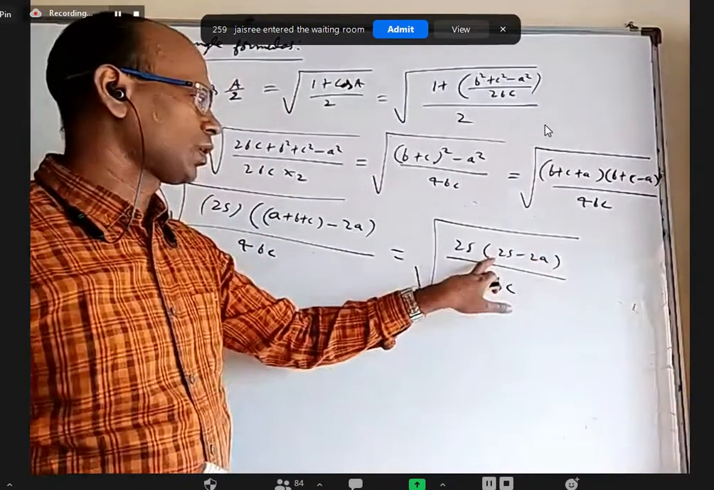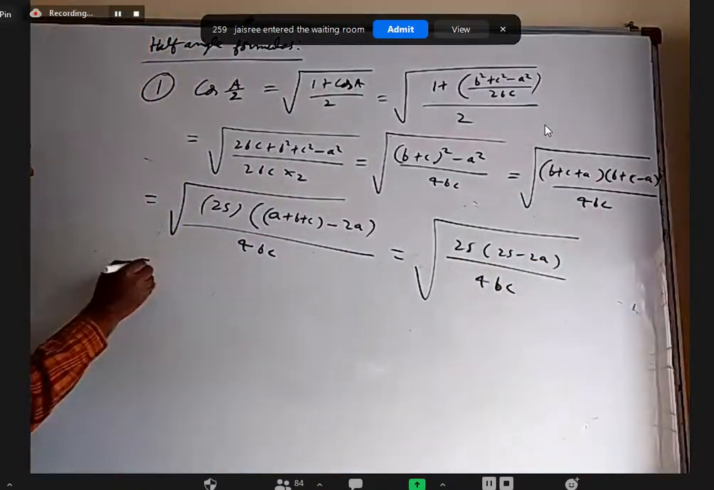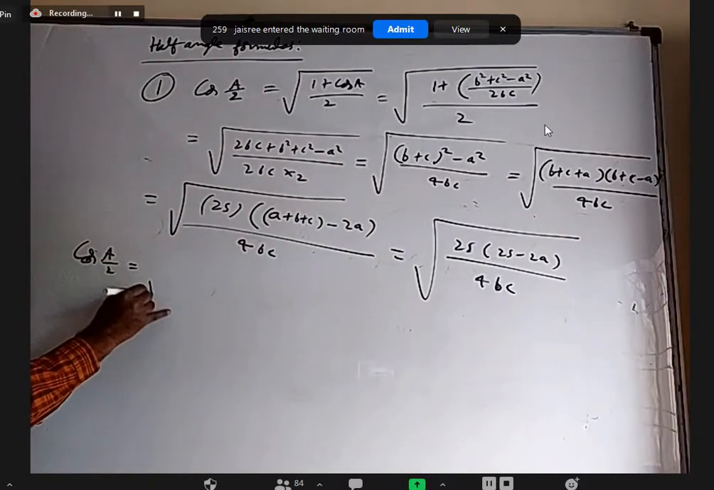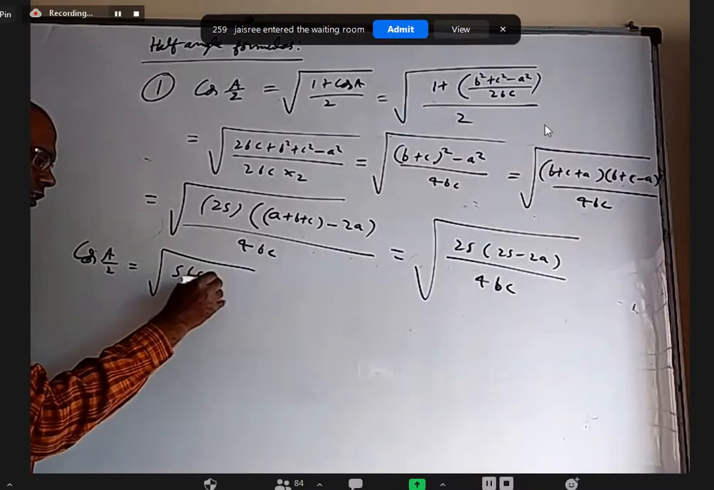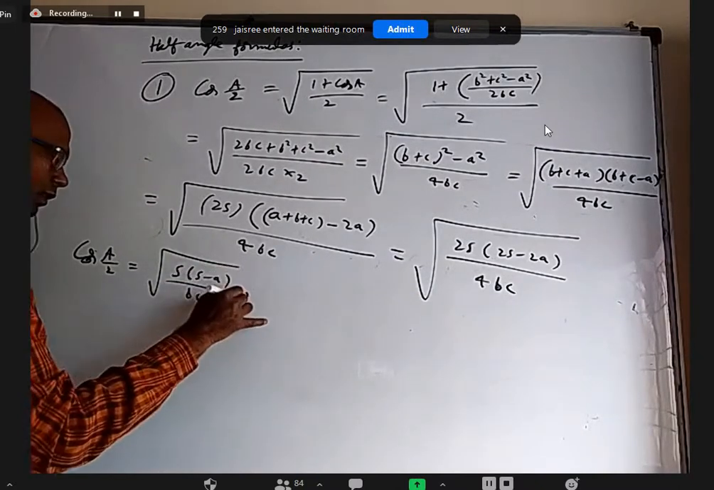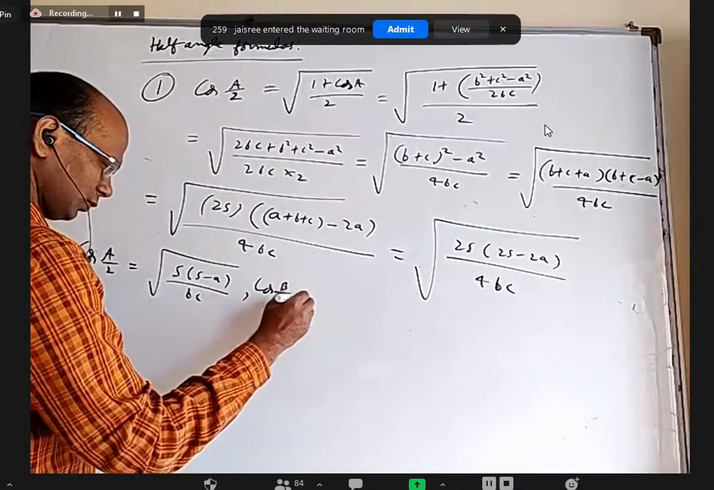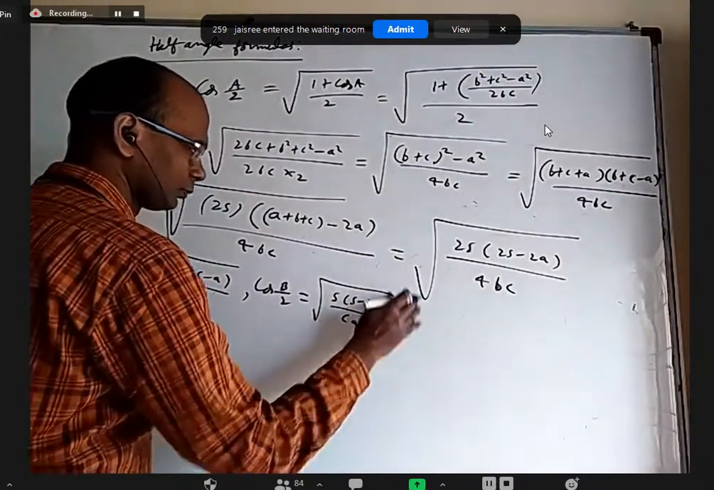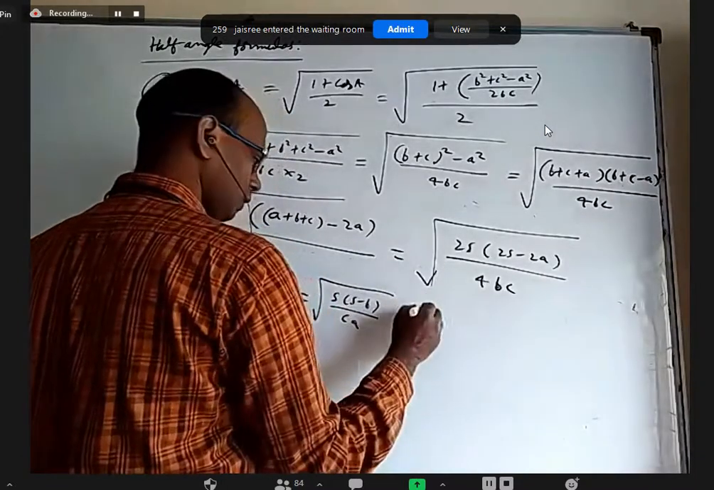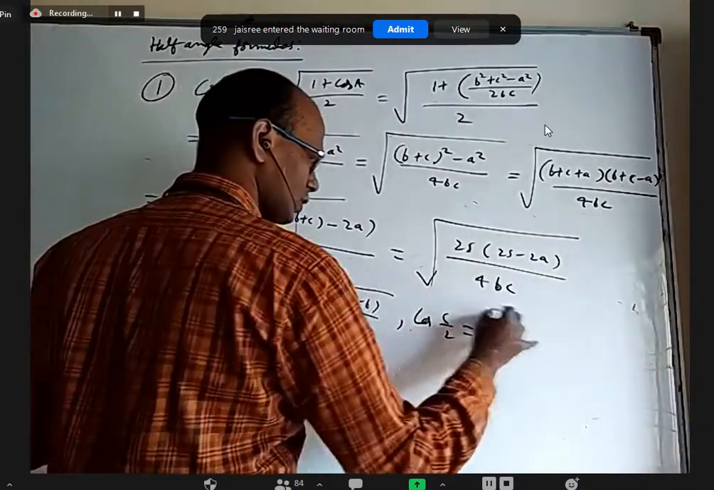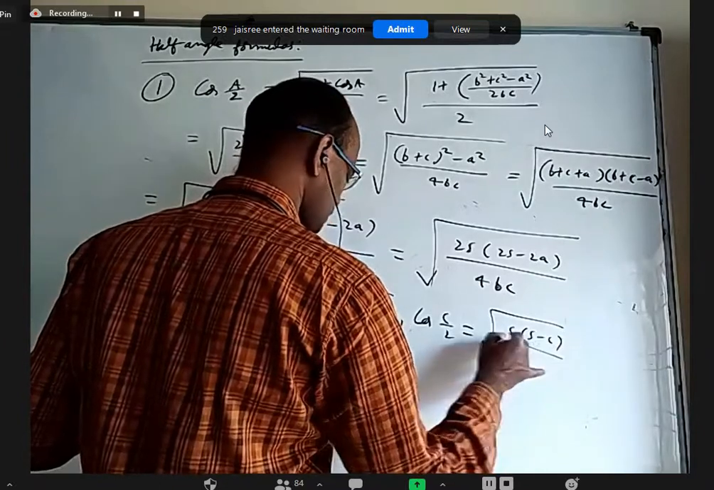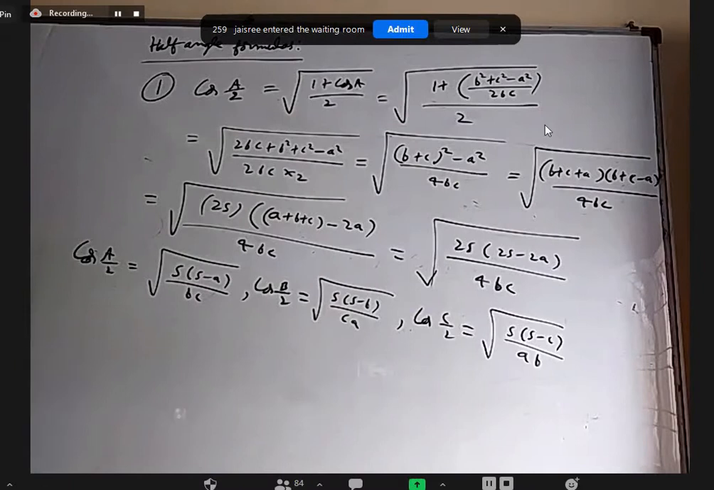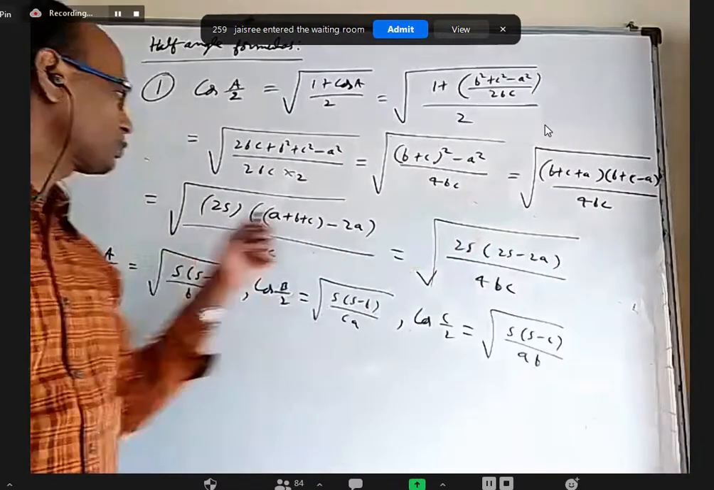I can take 2 common, cancel this 4. I will get basically the cos A by 2 formula: square root of S into (S minus A) by BC. Similarly, cos B by 2 is S into (S minus B) by CA. And cos C by 2 is square root of S into (S minus C) by AB. We all know S is semi-perimeter, (A plus B plus C) by 2. That's the perimeter. A plus B plus C is 2S.